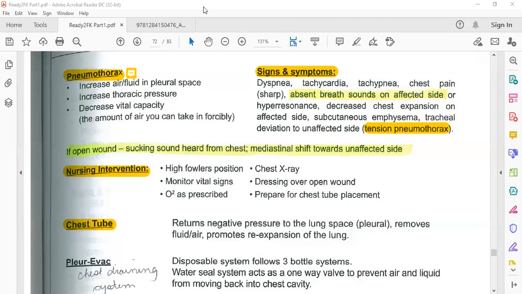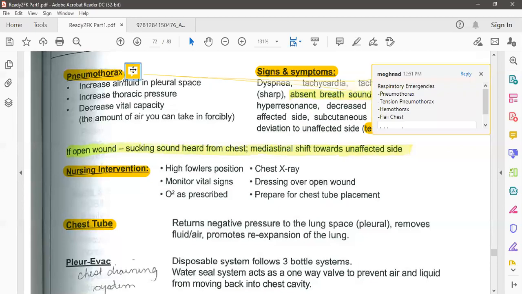First of all, talking about pneumothorax. What is pneumothorax? An easy way to explain: when the lungs collapse due to air in the pleural space, we call it pneumothorax. Pneumothorax is a respiratory emergency. If you ask me what the other respiratory emergencies are, they are pneumothorax, tension pneumothorax, hemothorax, and flail chest.